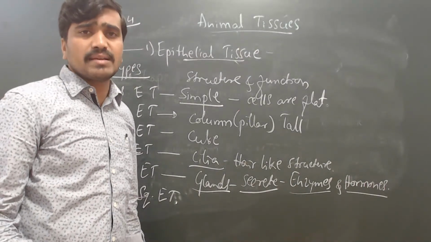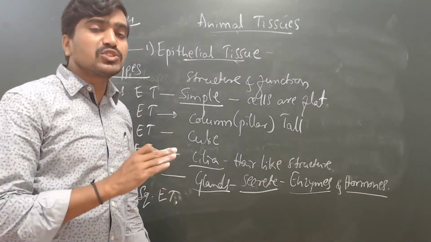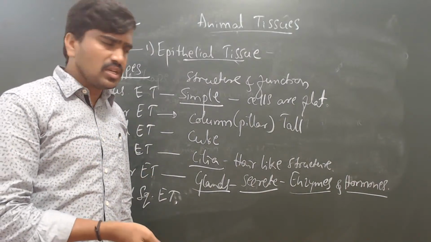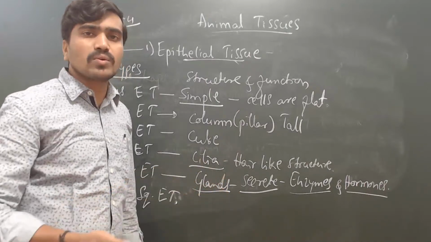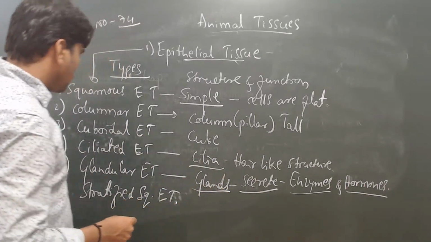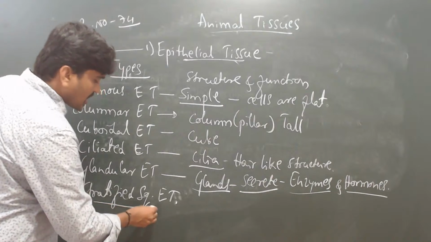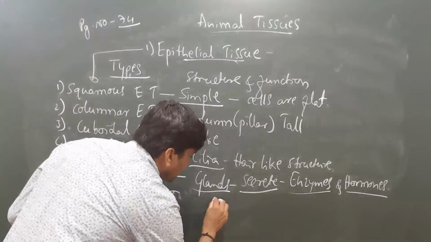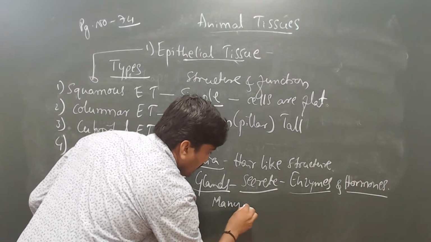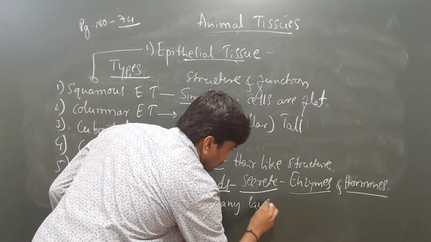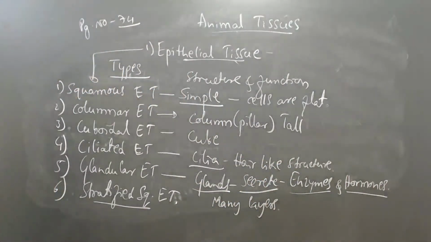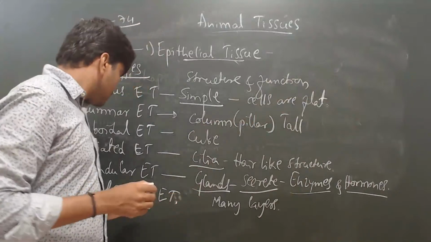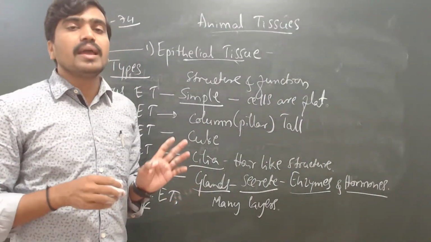Glands are of many types. There are mainly two types, exocrine and endocrine. Both glands release some chemical substance, one in the form of enzymes and another in the form of hormones. Then last one, stratified squamous epithelial tissue. Cells are arranged in many layers, that we call stratified squamous epithelial tissue.